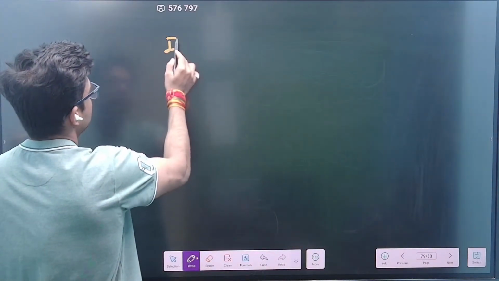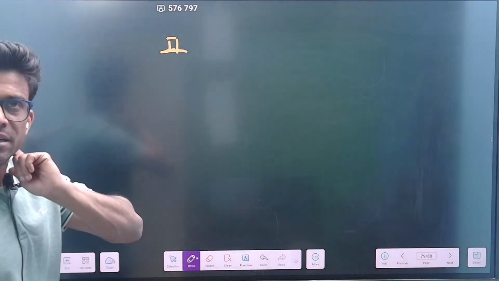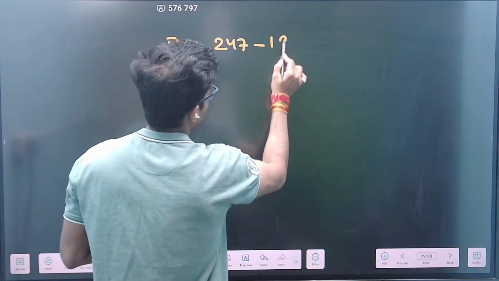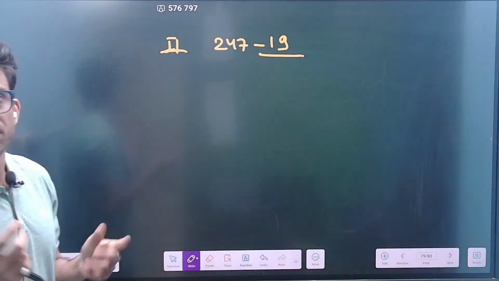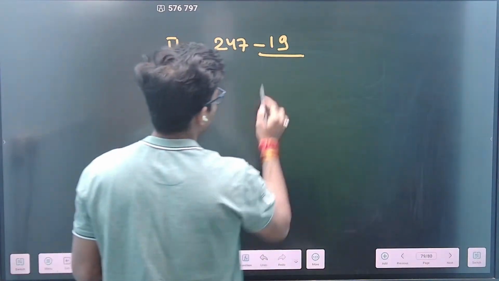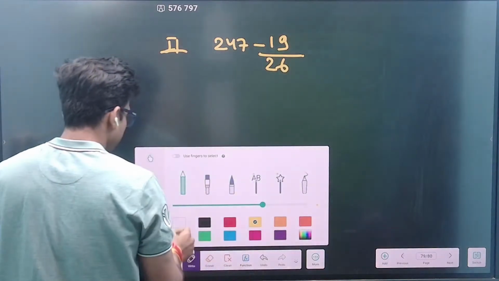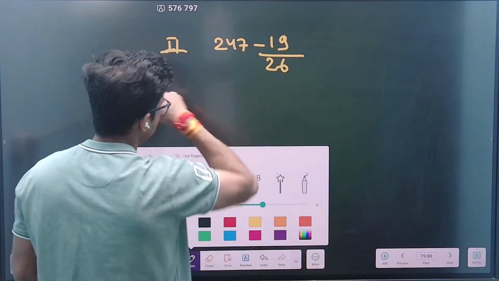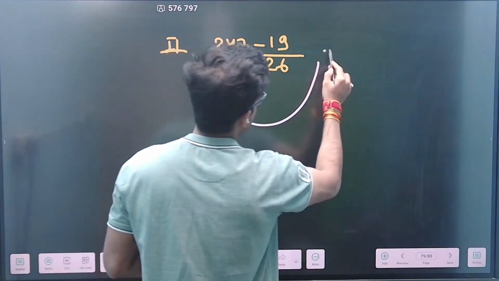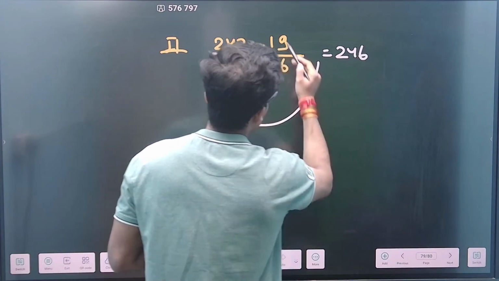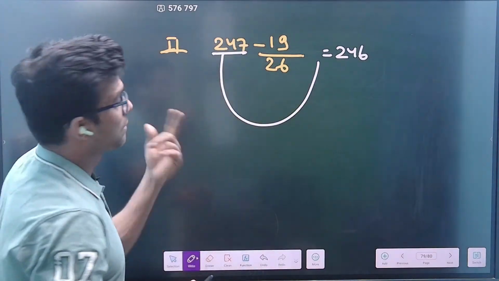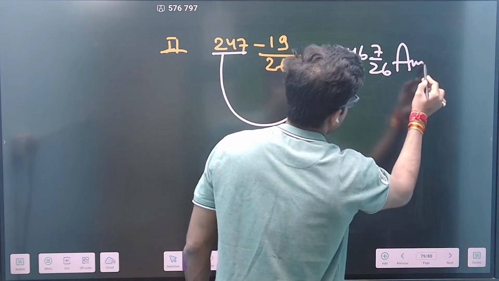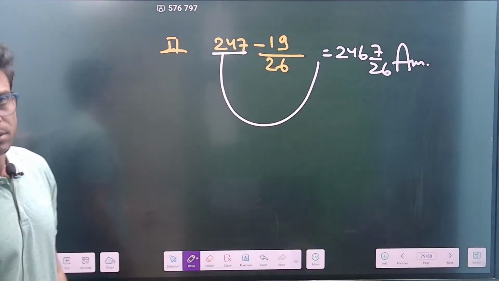Example number 2. Take any number like 247 minus 19 by 26. Will it be fine? Yes. Now with such a number, 247, again this is my proper fraction, so take 1 less from this, which is 246. 26 minus 19 is 7. So the answer would be 7 by 26. Understood? Another beautiful method.